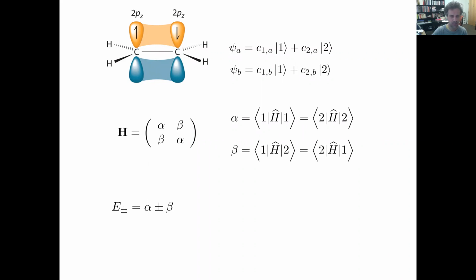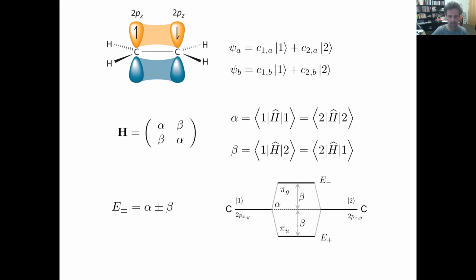And the energies in this particular case are alpha plus and minus beta. And here is the molecular orbital diagram. Nothing has changed. This is exactly the same compared to what we did last time. Nothing has changed, right? So this is the molecular orbital diagram within this Huckel approximation for the p orbitals. And we find two pi orbitals, a bonding and an anti-bonding, and they're split relative to one another by a value of 2 beta. So that is the same as we talked about last time.